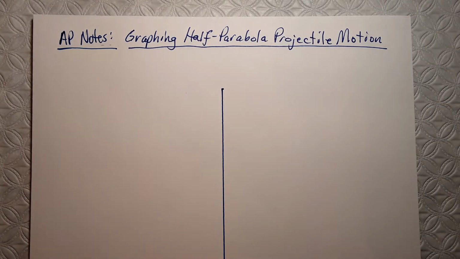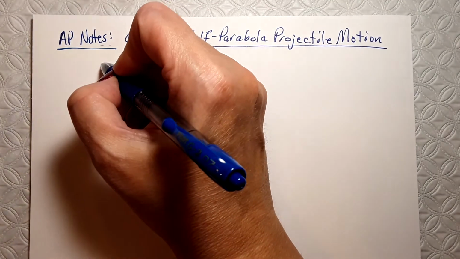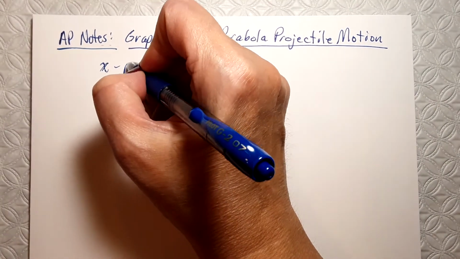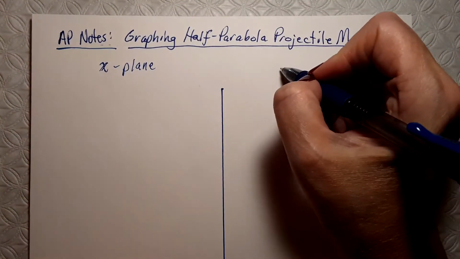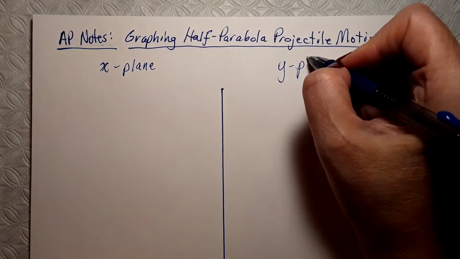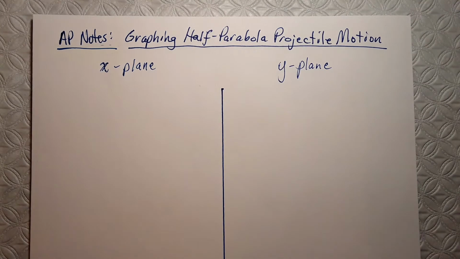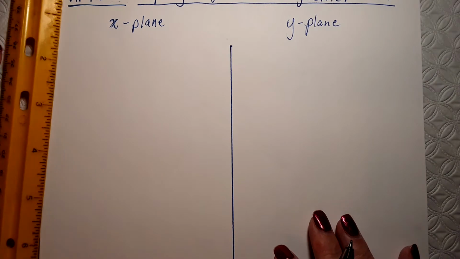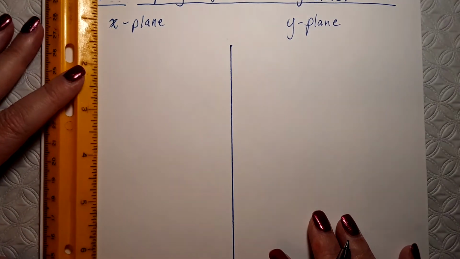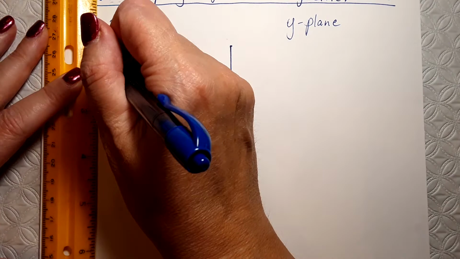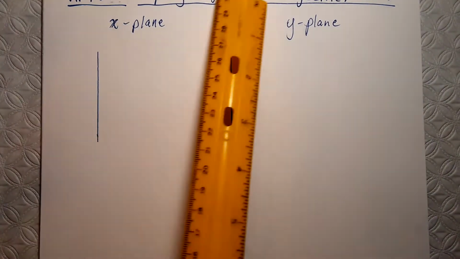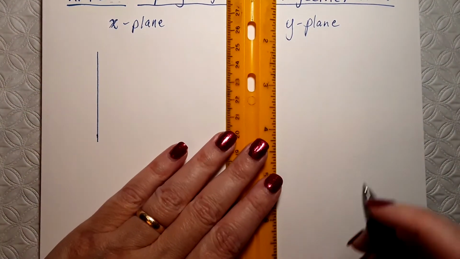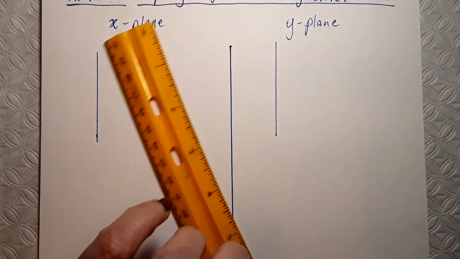Okay? All right, so I've split my paper in half, and one side is going to be for the x-plane motion, and the other is going to be for the y-plane motion. And I'm going to start by just simply creating some axes for us to work with. Okay, and I'm going to start with the position time, just so you know.